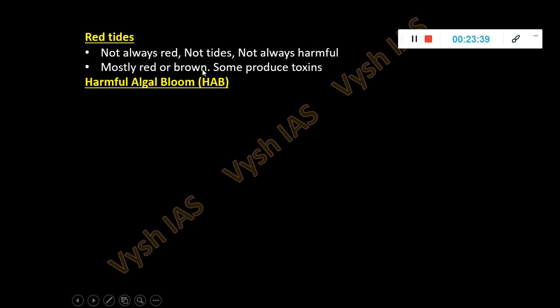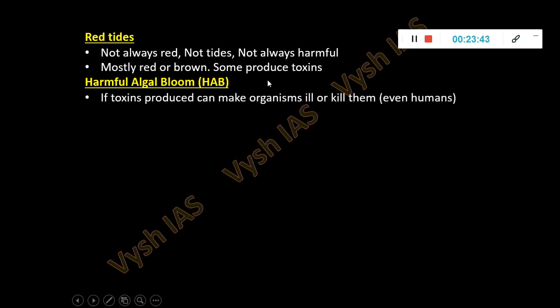So mostly it is red or brown, and some of them produce toxins. So when it produces too many toxins, and it makes organisms ill or kills them, then it is called harmful algal bloom, which is again an environmental term. Okay, HAB, harmful algal bloom, means it has crossed all limits and it can definitely cause illness or kill people.